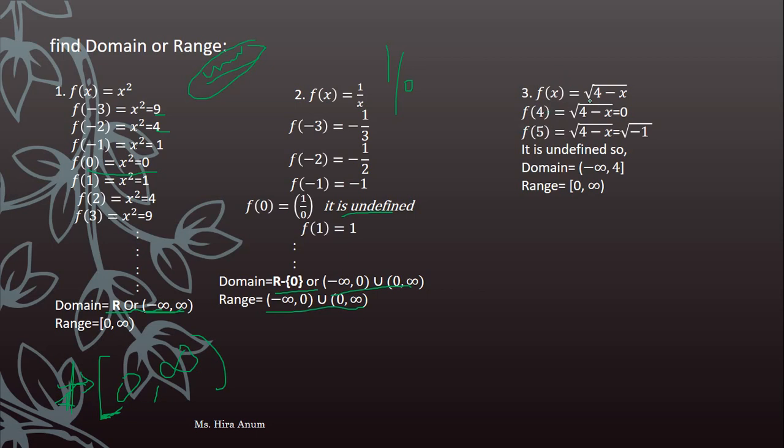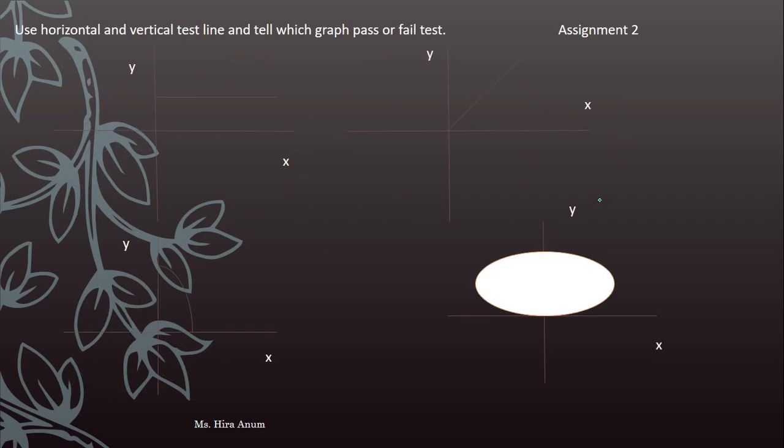f of x equals radical 4 minus x. You find the values where the function is not undefined. So you put 4, 5, but you can see when you put 4, it is 0, but when you put 5, it gives -1, which is undefined. So the domain is negative infinity to closed 4, and the range will be 0 to positive infinity.